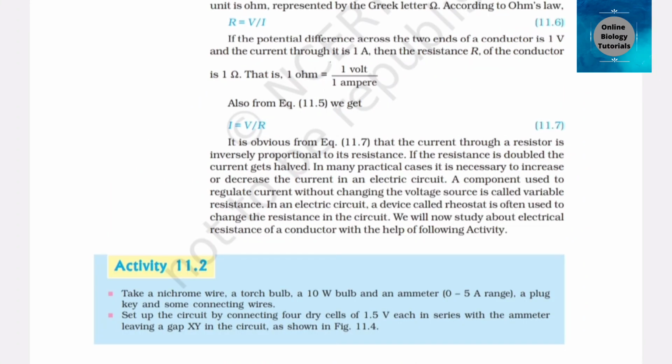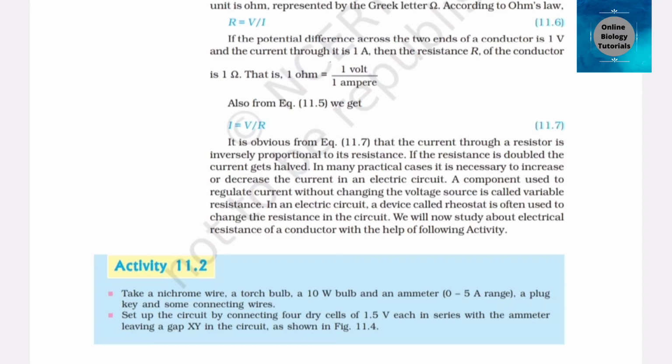Also, from equation 11.5 we get I is equal to V by R. It is obvious from equation 11.7 that the current through a resistor is inversely proportional to its resistance. If the resistance is doubled, the current gets halved.